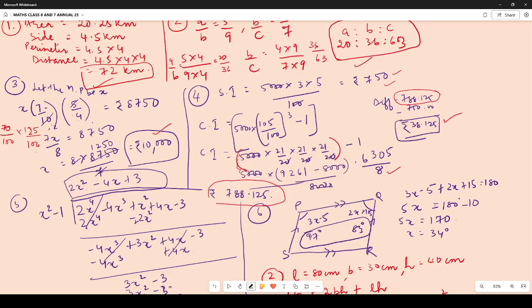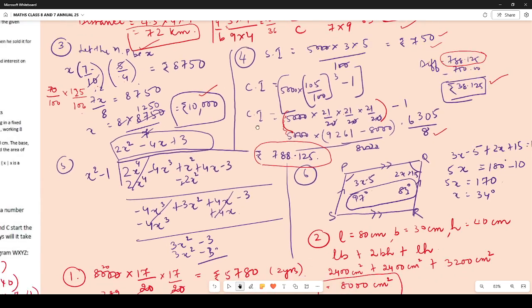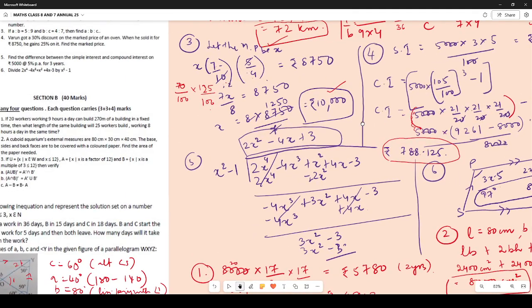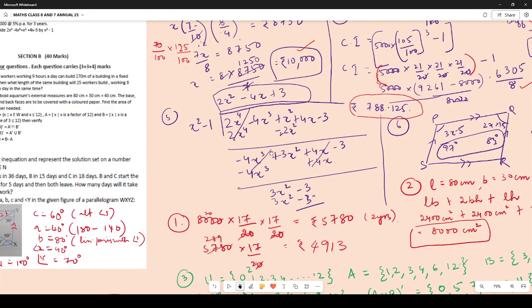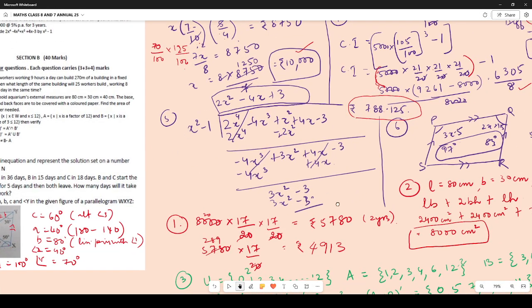So when you add up, this is the compound interest. So the difference will be 38.125 rupees. Now the next question was, divide 2x to the power 4 minus 4x cube plus x square plus 4x minus 3 by x square minus 1.